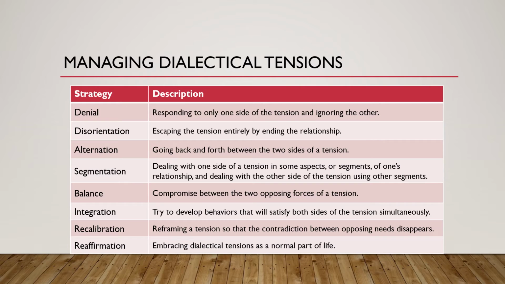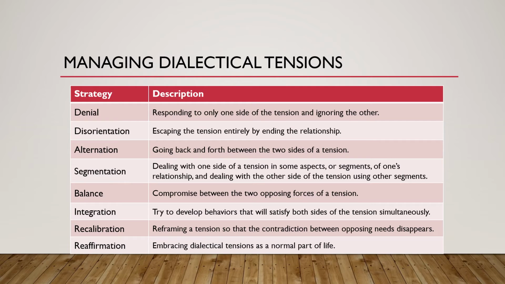Integration is trying to develop behaviors that will satisfy both sides of the tension simultaneously. So this is a little bit different from balance, because balance is a compromise. It means that at least both people aren't getting everything that they want. Integration is more like collaboration, in that we are trying to find a unique solution that makes everyone completely happy, and that can look different, again, depending on the situation. But balance involves compromise, and involves not getting everything, both people giving in a little bit. Integration is working together to find a unique solution that's going to satisfy everyone completely.